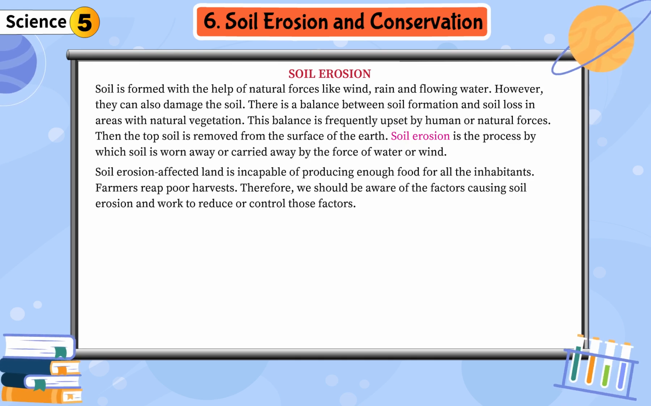Soil erosion is the process by which soil is worn away or carried away by the force of water or wind. Soil erosion affected land is incapable of producing enough food for all the inhabitants. Farmers reap poor harvests. Therefore, we should be aware of the factors causing soil erosion and work to reduce or control those factors. Wind causes soil erosion.